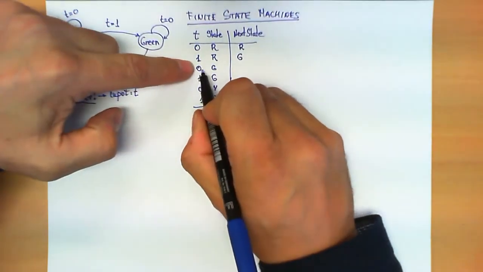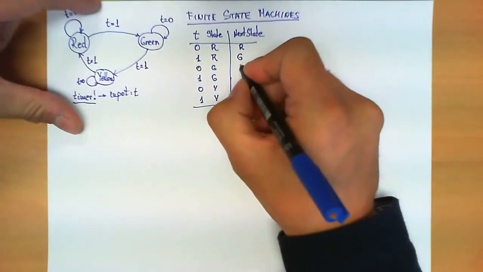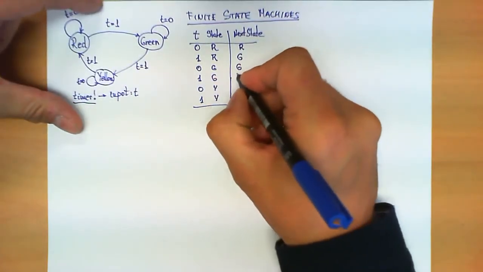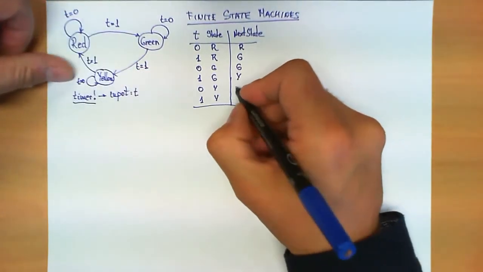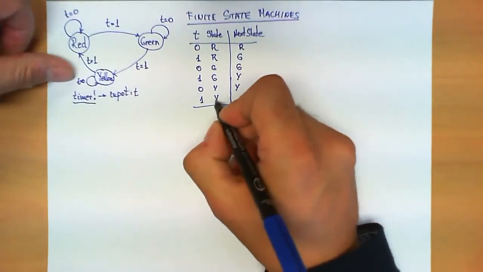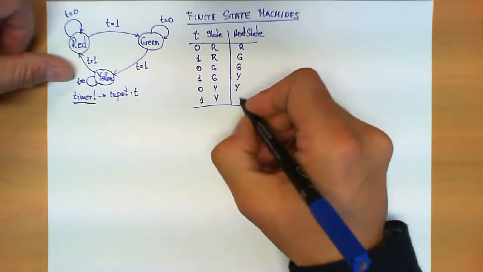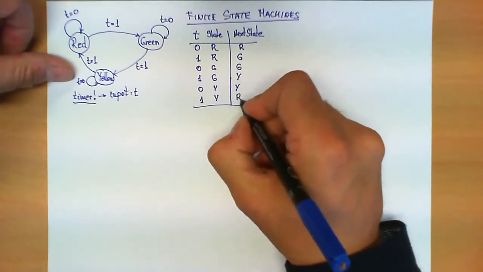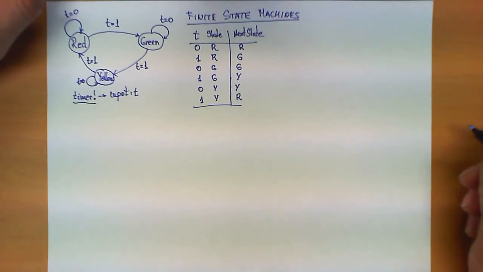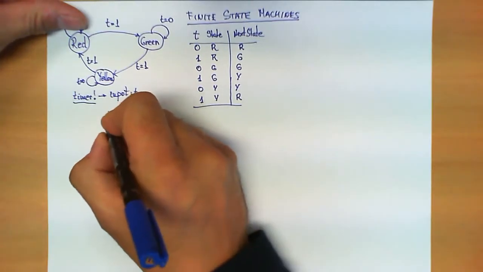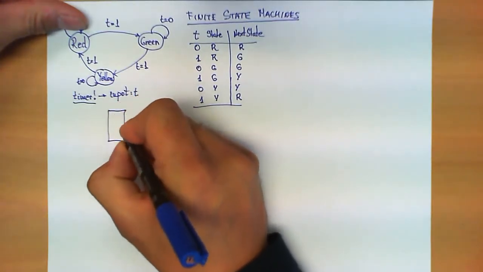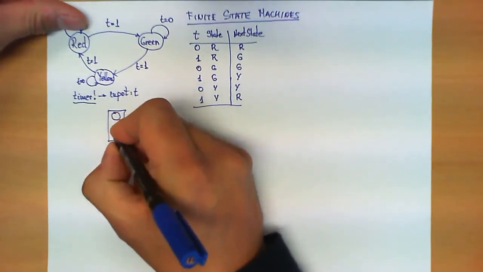If t is equal to 0 and we are in the green state, we remain in the green state, and if it's 1, we make a transition to the yellow state. If we are in the yellow state and t is equal to 0, we remain in the yellow state, and whenever t is equal to 1 and we are in the yellow state, we make a transition to the red state. Okay, now suppose that I actually want to make sure that this machine controls a real traffic light.